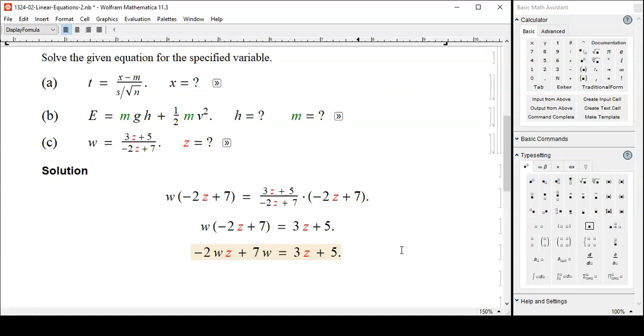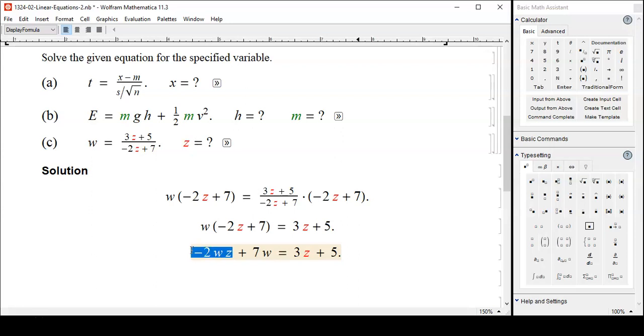What are the like terms here? Well, that's why I did this highlighting. Look at this red z. This 3z and this negative 2wz, these two are like terms. 5, 7w, those are like terms. They don't have z. Okay? Red term, black term. Alright? Z term, everything else. Whether w is there or not here does not matter. I'm looking for z. I'm solving for z. Okay. Alright, let's solve for z.